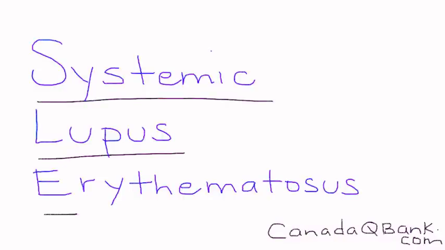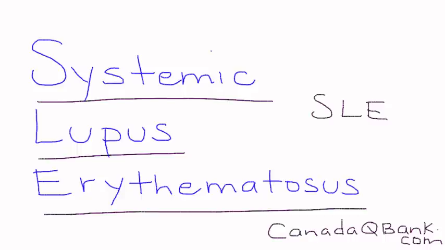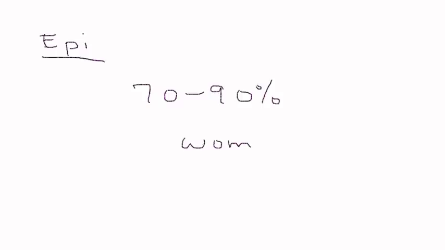Systemic lupus erythematosus is the topic, or abbreviated SLE. And lupus is actually a very interesting disorder. It has quite a few symptomatology aspects. 70 to 90% of lupus cases are in women, and most often young women of childbearing age. There tends to be a greater likelihood in women who are black or Asian, also much greater than Caucasian.